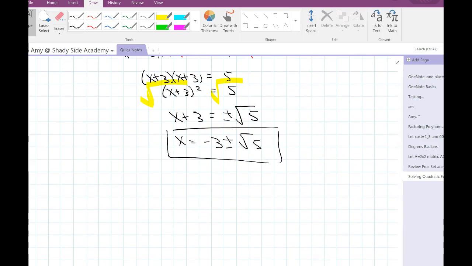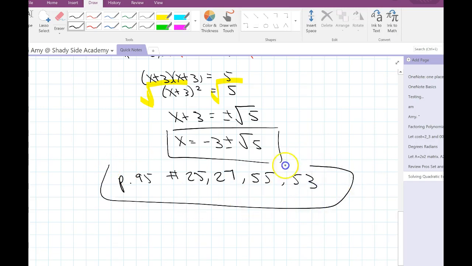Your homework that accompanies this screencast is the following. Page 95, numbers 25, 27, 55, and 53. Okay, we'll keep it light tonight.